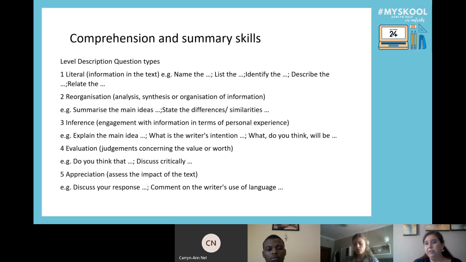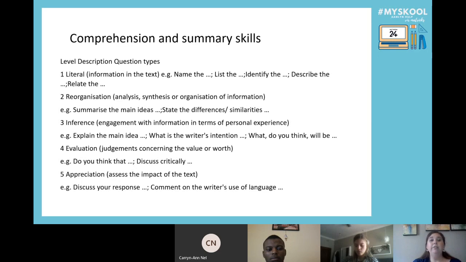Explain the figure of speech. We don't just have to know figures of speech for poetry and literature. We also need to know the figures of speech for the comprehension part of the language paper. And level 3 also counts for 40%. So if you are just able to do level 1, 2, and 3, you already have 80% of your comprehension covered.